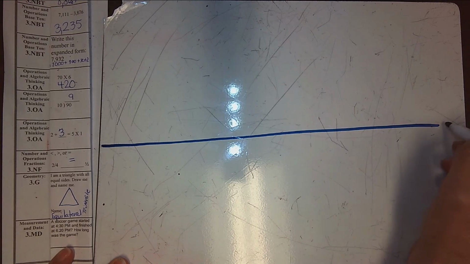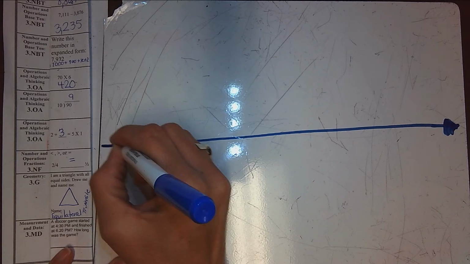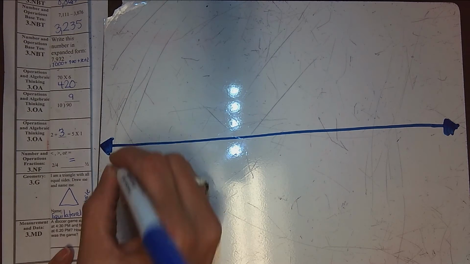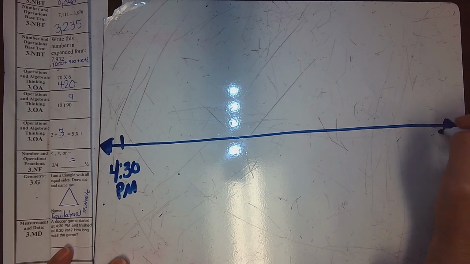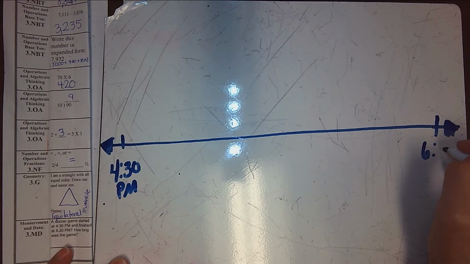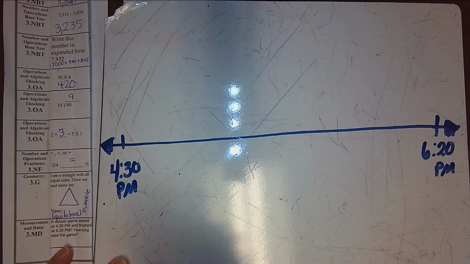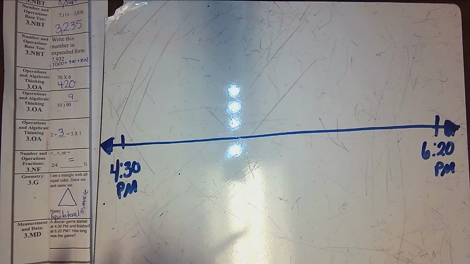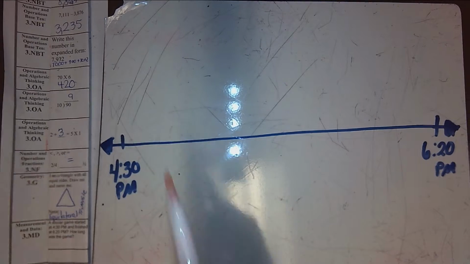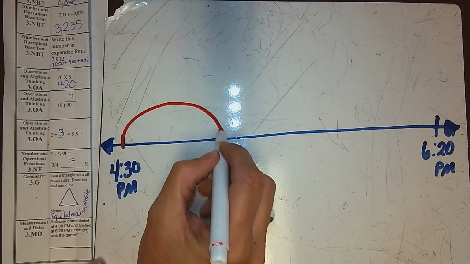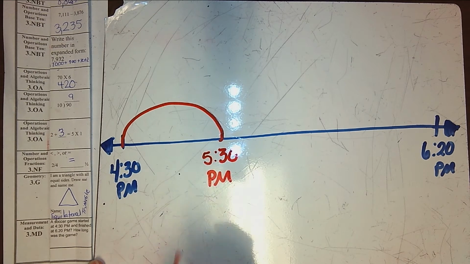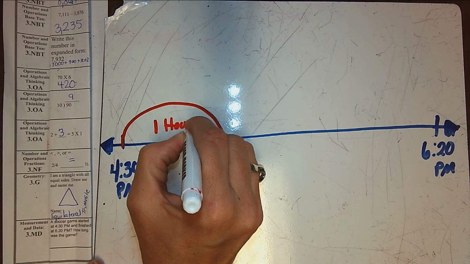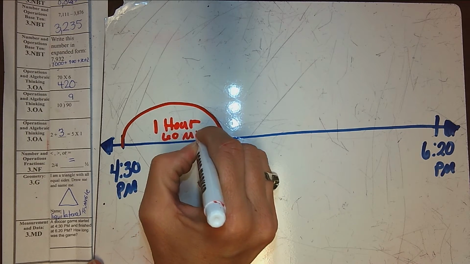Go ahead and label your beginning time or your starting time. I can see that the starting time is 4:30 p.m. I can see that we finished at 6:20 p.m. Okay, so let's just start doing some jumps. I can do an hour jump from 4:30. If I go 1 hour, what time will that be? And you should know that it would be 5:30, still p.m. This is 1 hour. 1 hour is also 60 minutes.